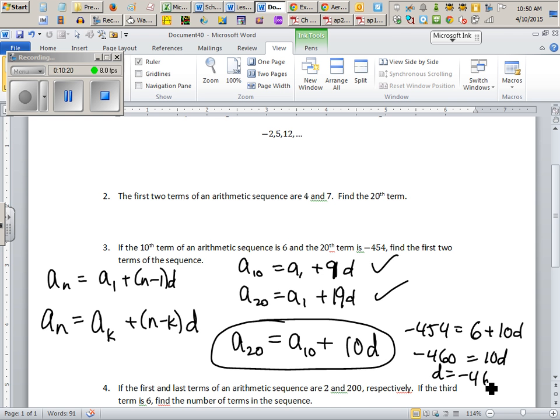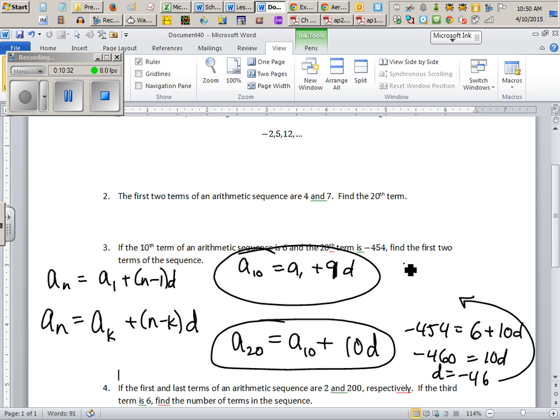Now if you want to go back and find A1 or something, you can use one of the formulas up above. So why don't we go back, I don't know, we'll just use this one here, now that we know d, and we'll update this to read A sub 10 equals first term plus 9 common differences, but we now know that this is negative 46. And this is exactly what Tim was doing, it's exactly what Dinick is doing, but they're doing it more or less in their head. Okay, so this is where I started on this problem, put an asterisk by it.